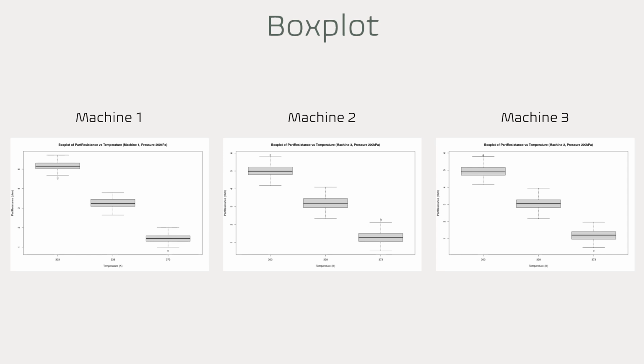Here is the comparison between the box plots of the three machines. From here, we can see that the box plots are almost similar. All of the mean temperatures decreased when hot resistance increased. There are outliers present for temperatures 303 Kelvin and 373 Kelvin. But when it comes to the temperature of 338 Kelvin, there are no outliers. Hence, hot resistance for temperature 338 Kelvin is the most consistent.